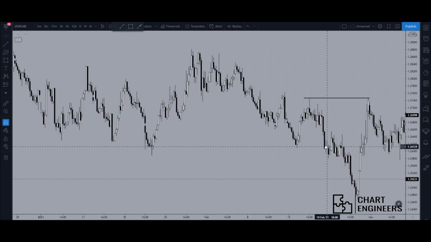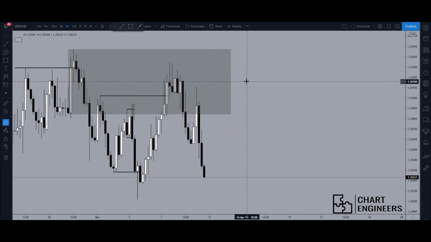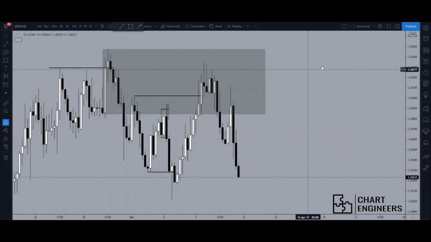But other than that, those are the only trades I can see on USD CAD for the week from my higher time frame view.